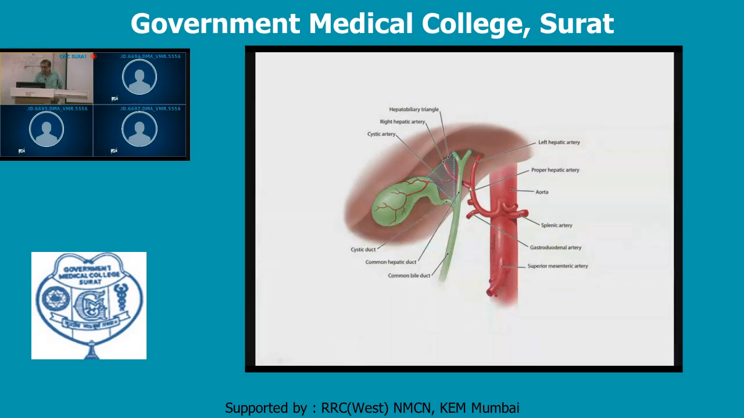Now, here we can see from the right hepatic artery, a cystic artery emerges. The cystic artery, which is the artery nourishing the gallbladder, arises mostly from the right hepatic artery. Now this cystic artery divides into superficial and deep branches, and these two branches all together nourish the gallbladder. So the gallbladder is nourished by the cystic artery, which is mostly the branch from the right hepatic artery, that one can see here.